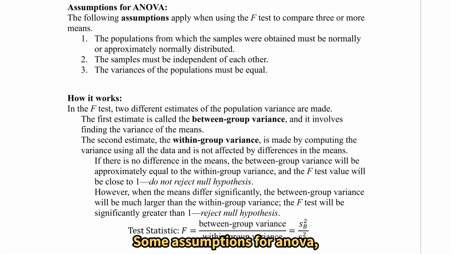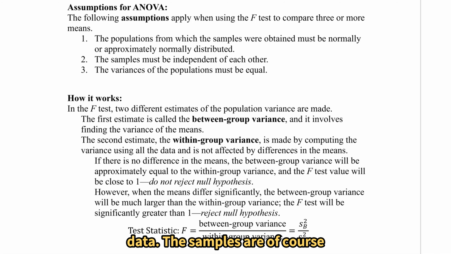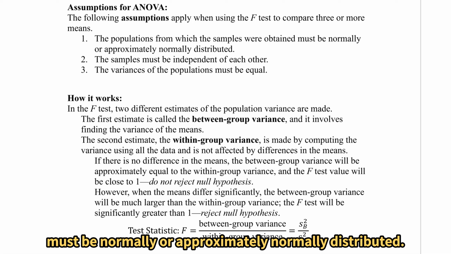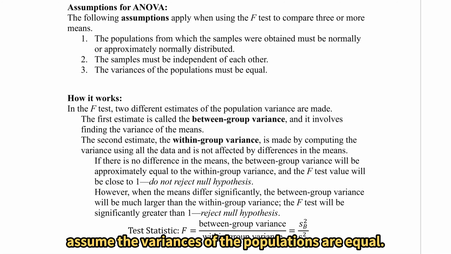Some assumptions for ANOVA: normally or approximately normally distributed data. The samples are, of course, randomly selected, but the populations from which the samples were obtained must be normally or approximately normally distributed. Samples must be independent, and we're going to assume the variances of the populations are equal.